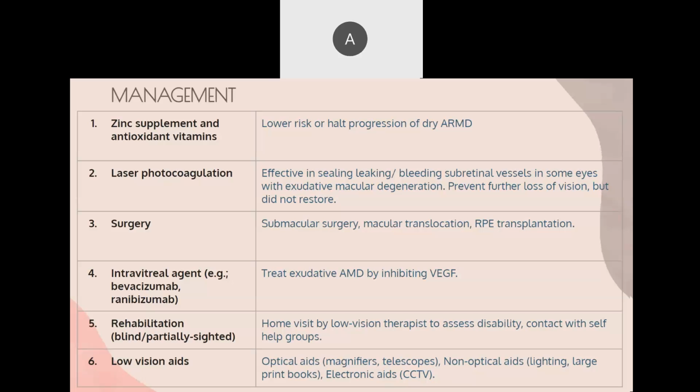So okay, general measures and specific measures. General measures like I mentioned just now. Specific measures go for intravitreal anti-VEGF dengan laser. Okay, no surgery.